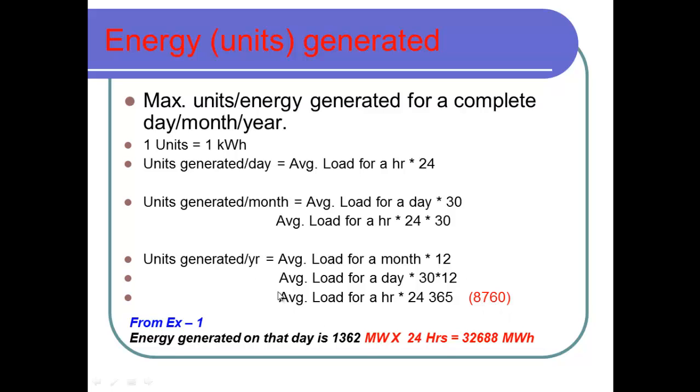It's the same way, just see the example that we considered earlier. In that case, the average power consumed by that Delhi area is 1362 megawatt of power. If you multiply by hours, that's nothing but 32 gigawatt hour of energy consumed on that particular day.